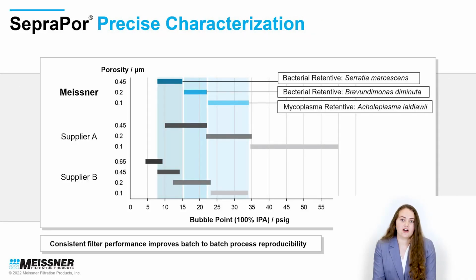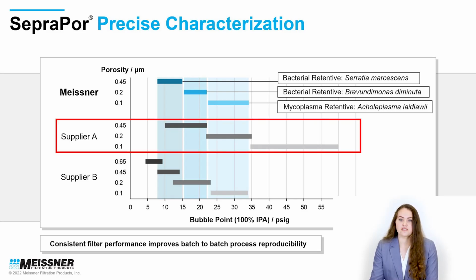Bubble point is a commonly used characteristic for porosity or retention rating of a filter. Here we can see the published bubble point values of 3 separate suppliers. I think it would be surprising to most people that the bubble point value ranges could differ so much from supplier to supplier. Although all of these membranes pass industry standard bacterial and mycoplasma retentive tests, their characteristics and membrane morphology result in performance differences across suppliers.